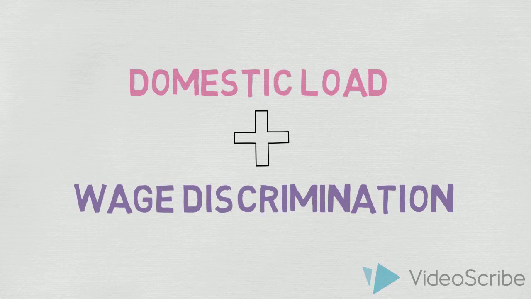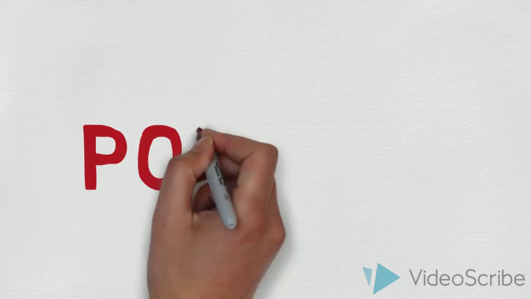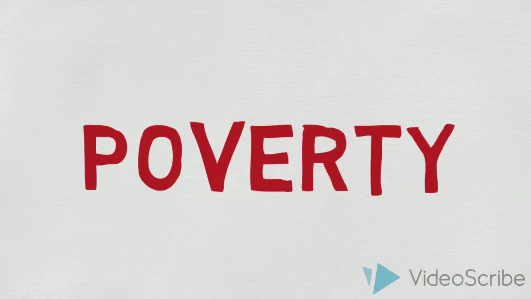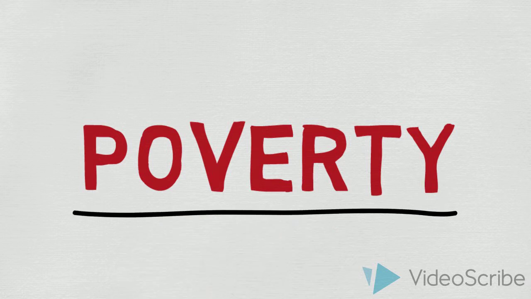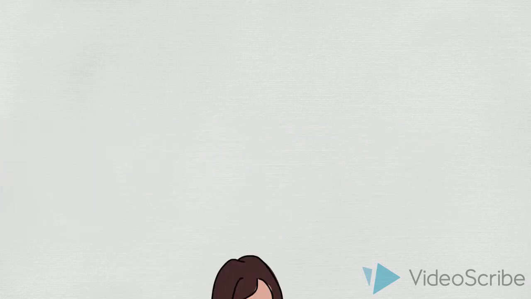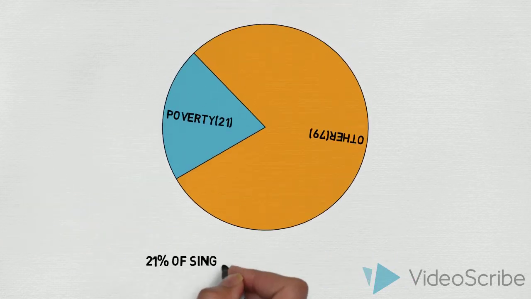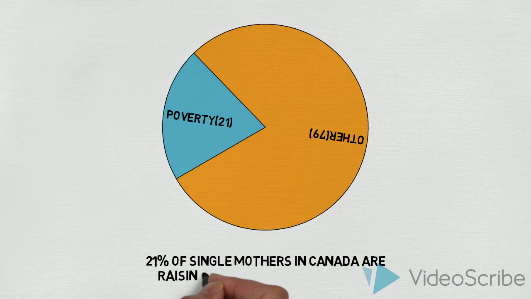So, what is the consequence of women's low earning power? Well, it puts them at high risk of falling into poverty, especially if they have children and then become separated or widowed. Single mothers are especially at high risk of being in poverty because they often need to stay at home to look after their children due to the lack of affordable childcare services, making them unable to financially provide for their family. A study shows that 21% of single mothers in Canada are raising their children in poverty.